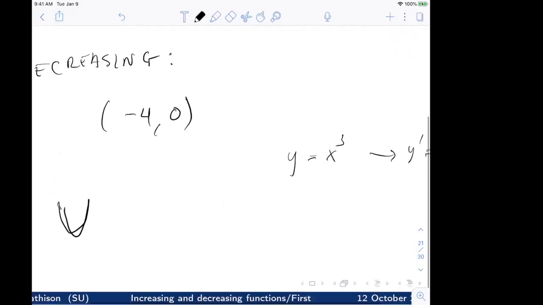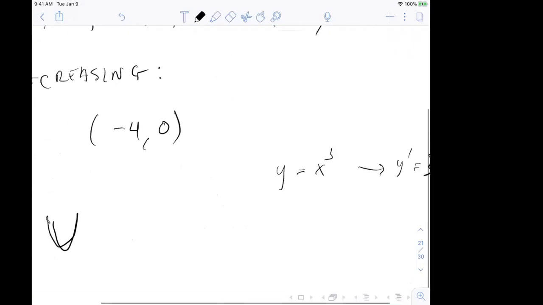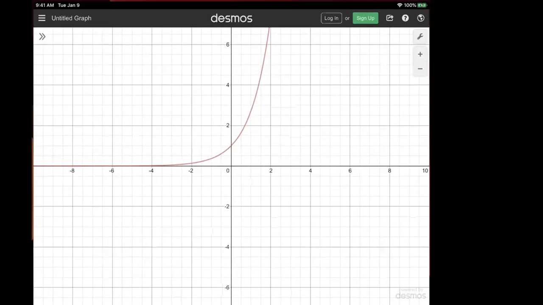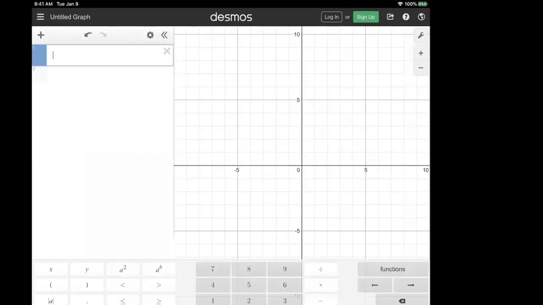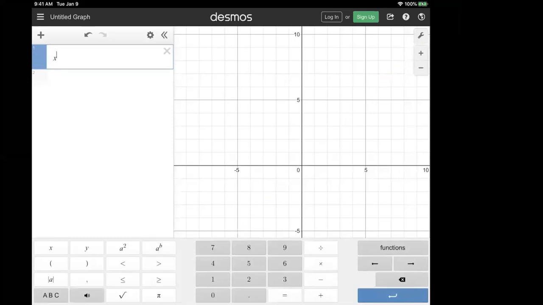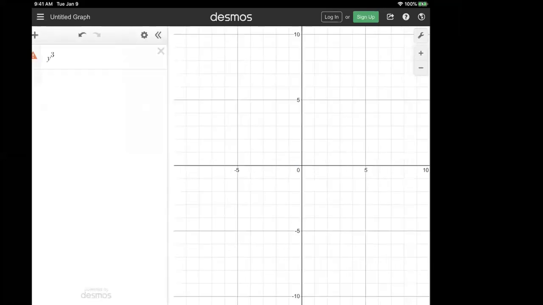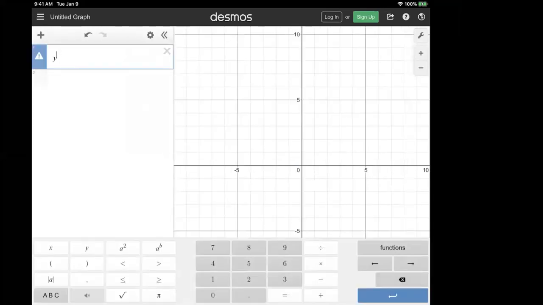But when I plot y equals x cubed, I'll just use Desmos. When I plot y equals x cubed, oh, oops, sorry. Y equals x cubed, there we go. Oh, y cubed. X cubed, there we go.